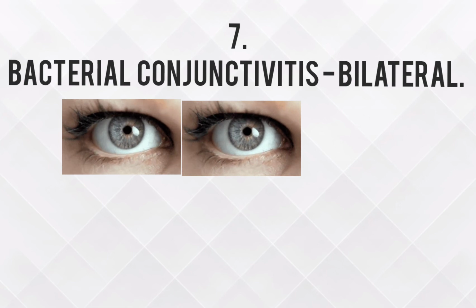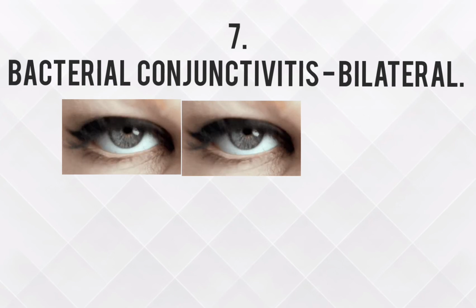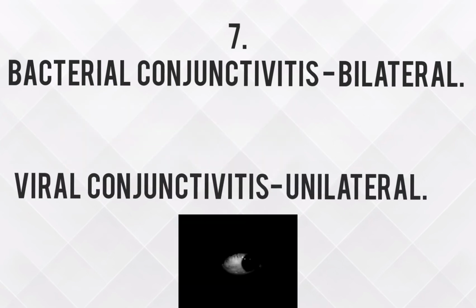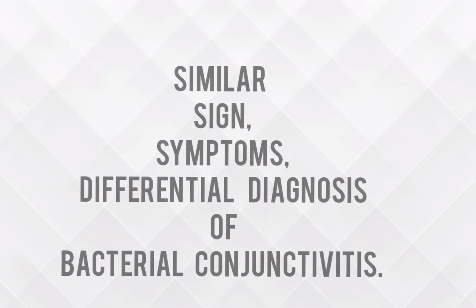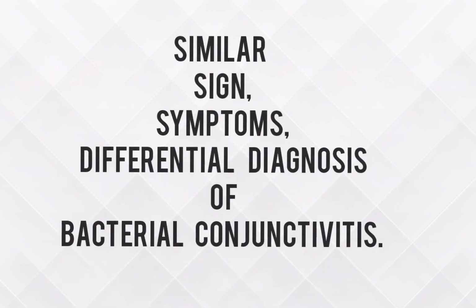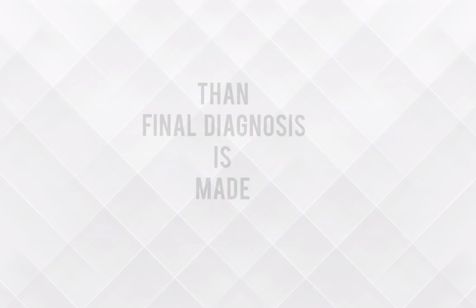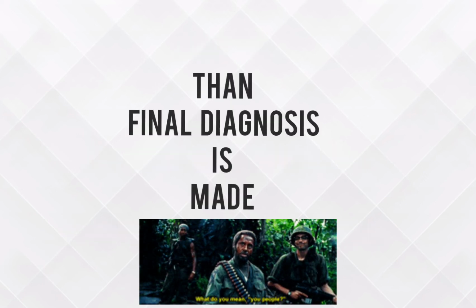Point number 7. Bacterial conjunctivitis is usually bilateral, whereas viral conjunctivitis is usually unilateral. Once we come across all these similar signs, symptoms and the differential diagnosis of bacterial conjunctivitis, then we make the final diagnosis.